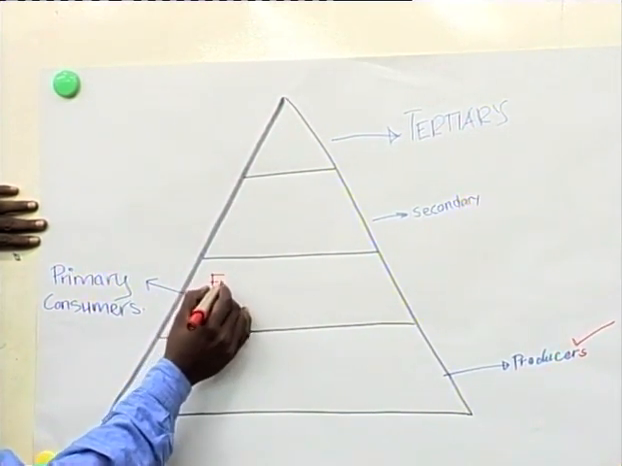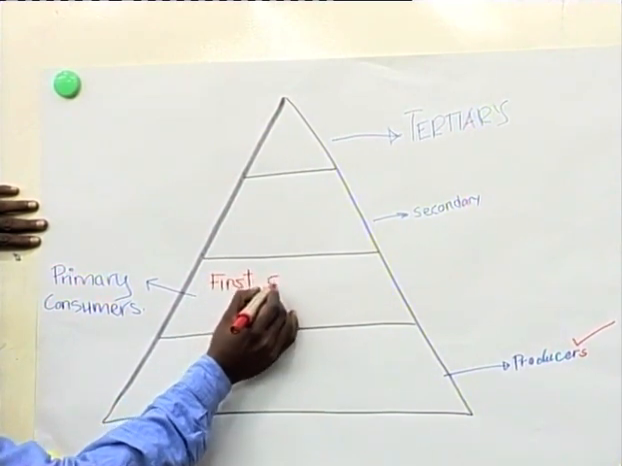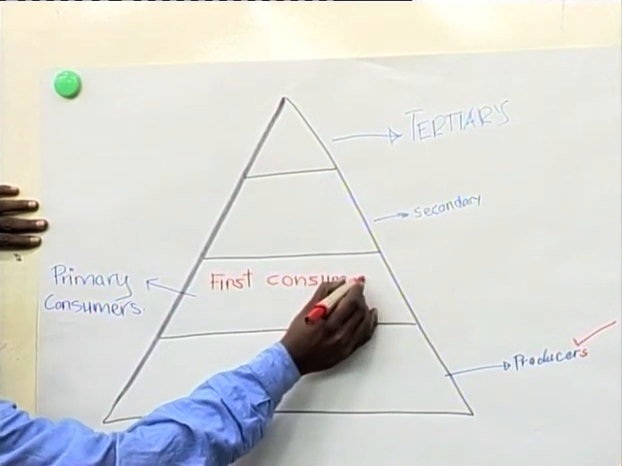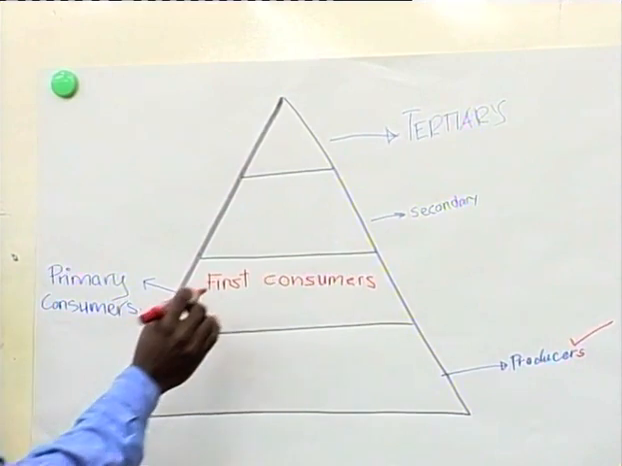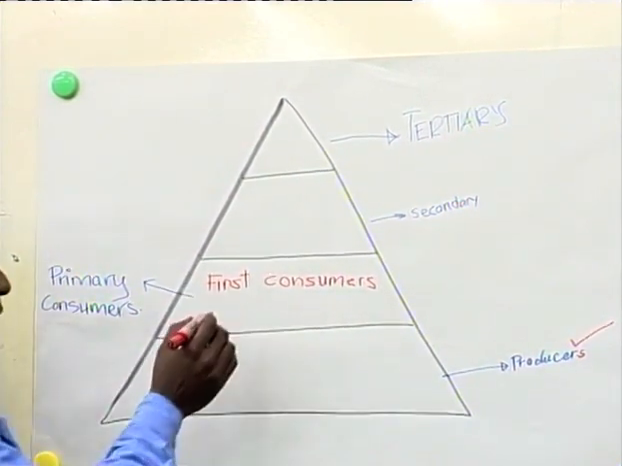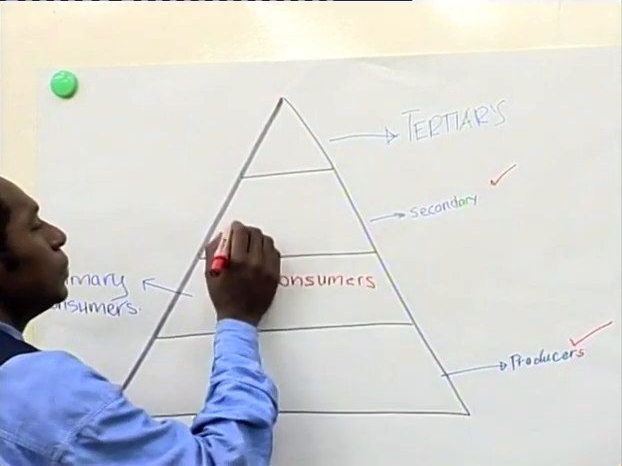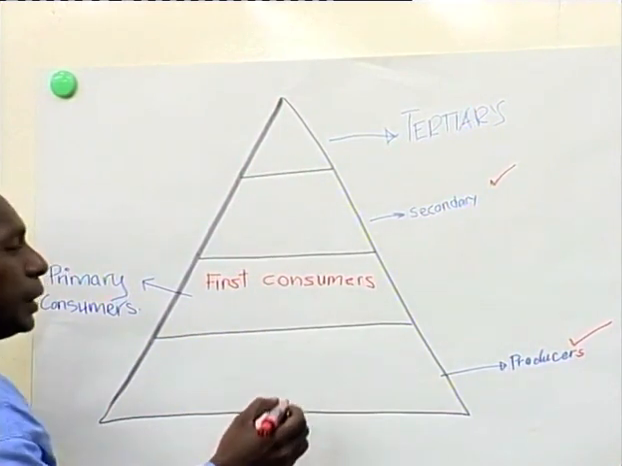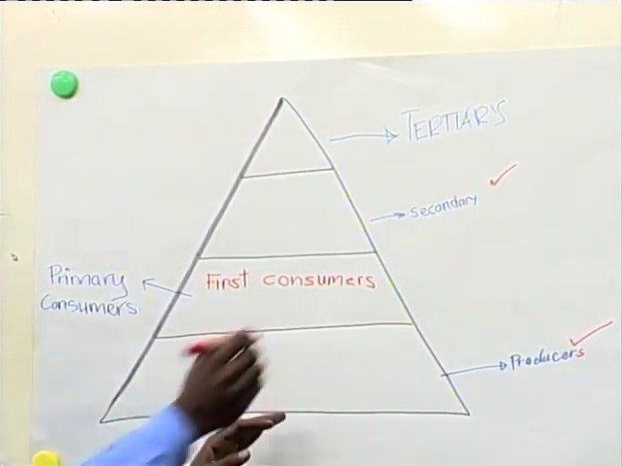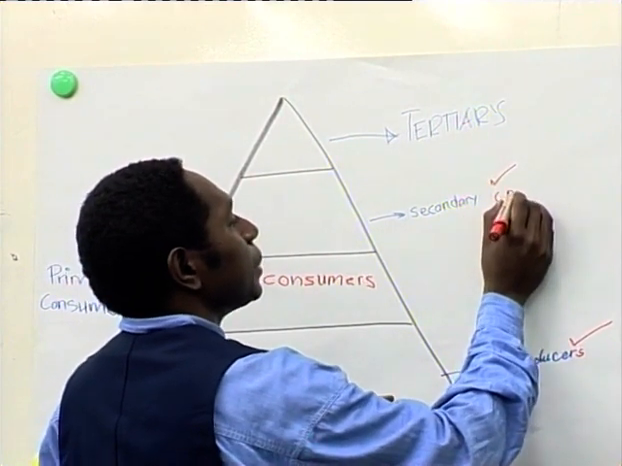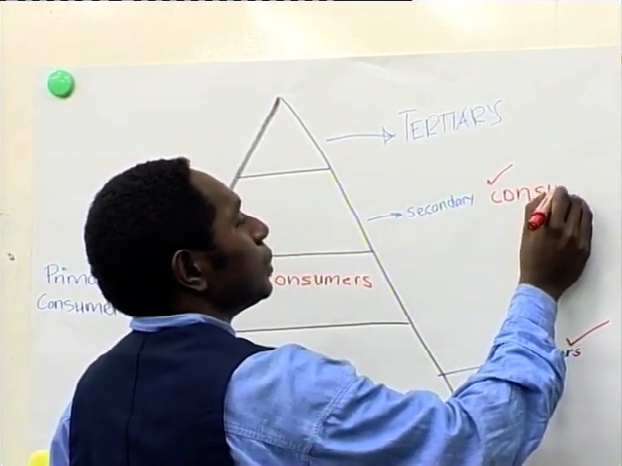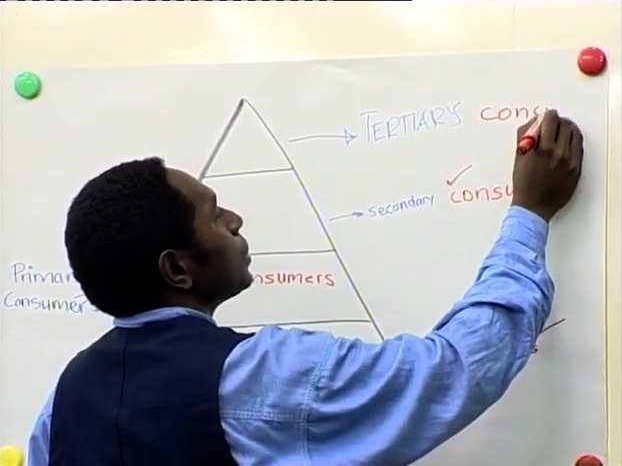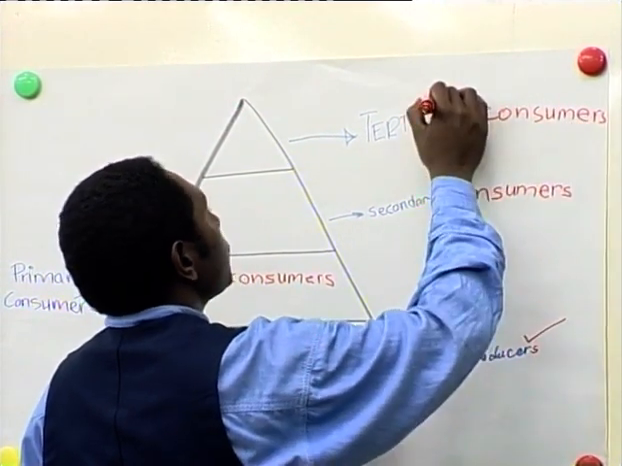Primary consumers, or we can say first consumers. Okay, good. And after that are the secondary consumers, or second consumers. And right at the top we have the tertiary consumers, or third consumers. So, very good.